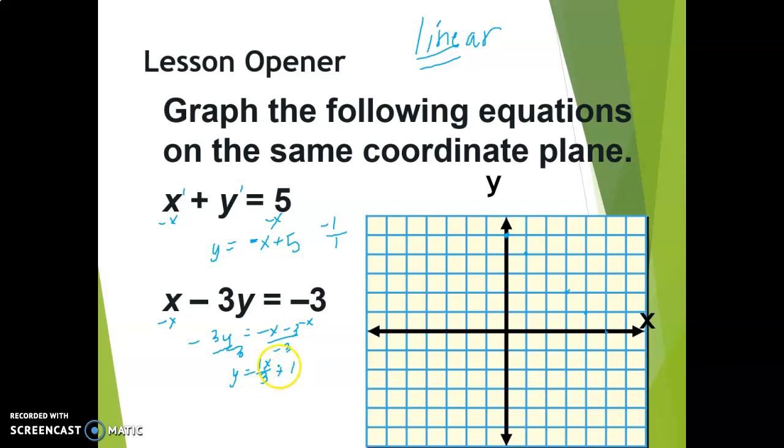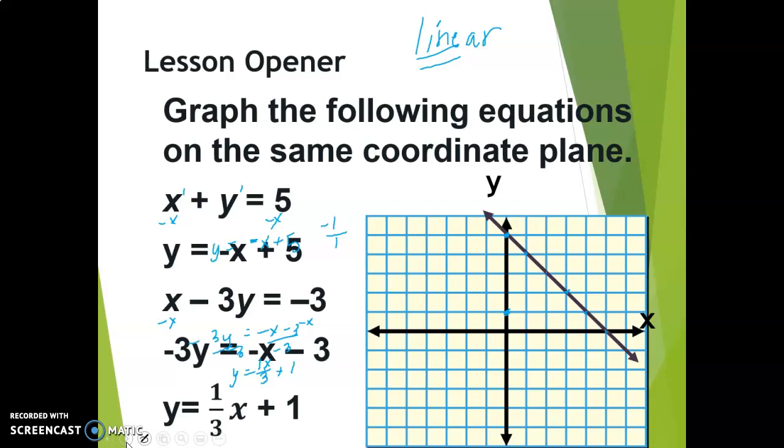All right, so again, my 1 is my y-intercept, my starting point. And my slope is 1 over 3. So that means I would go up 1 and to the right 3, and up 1 to the right 3. When I get several points in a row, we'll connect those dots. And let's go ahead and graph those two lines here.